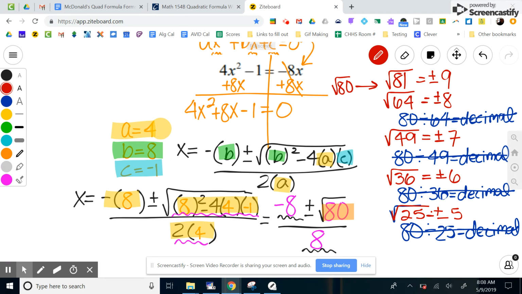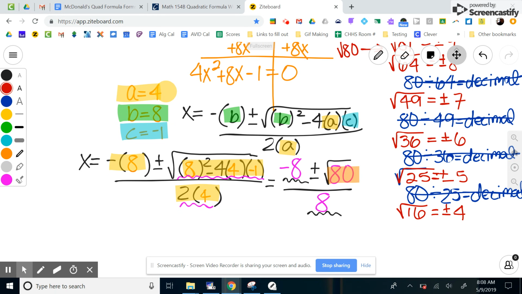So next one is square root of 16, which equals plus or minus 4. So I'm going to do the same thing I've been doing. I'm going to do 80 divided by 16. And hey, I got a whole number this time, it's 5. So this is my one I'm going to keep.